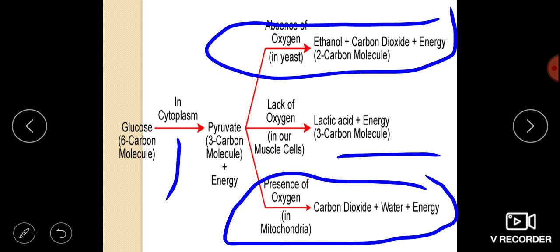In our muscle cells, again as written here, due to the lack of oxygen, this pyruvate, which is a 3-carbon compound, is converted into lactic acid, which is again a 3-carbon compound. So you can see no carbon dioxide is released and some amount of energy is also given out.